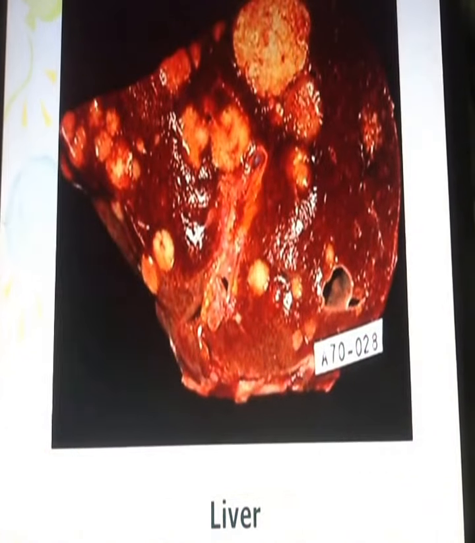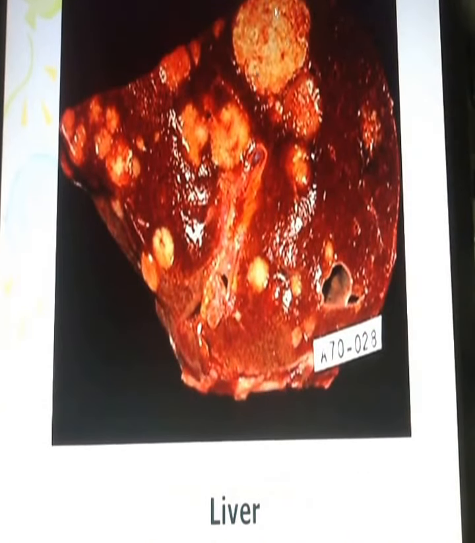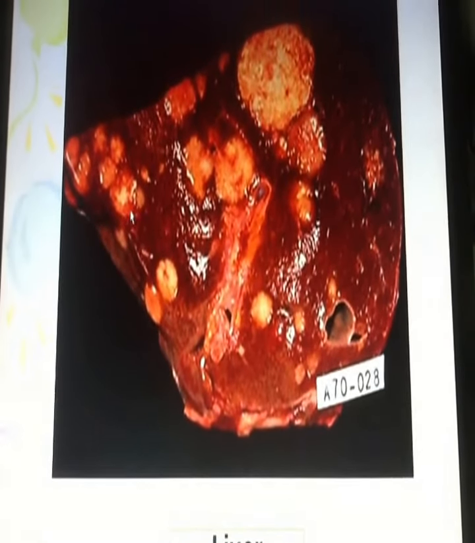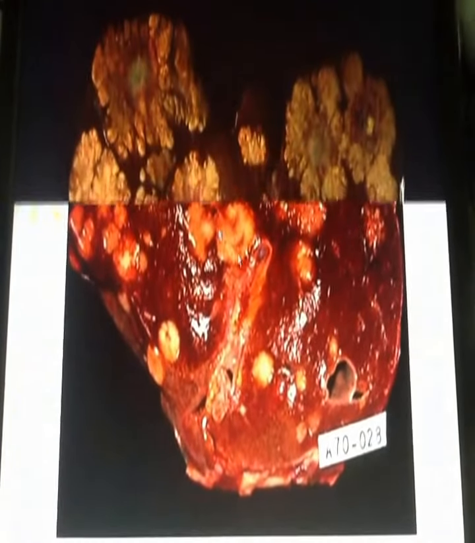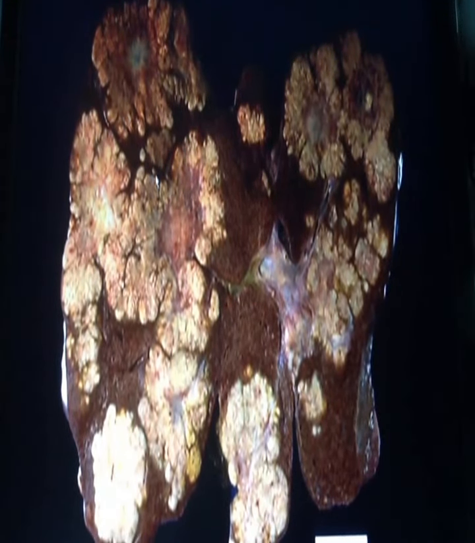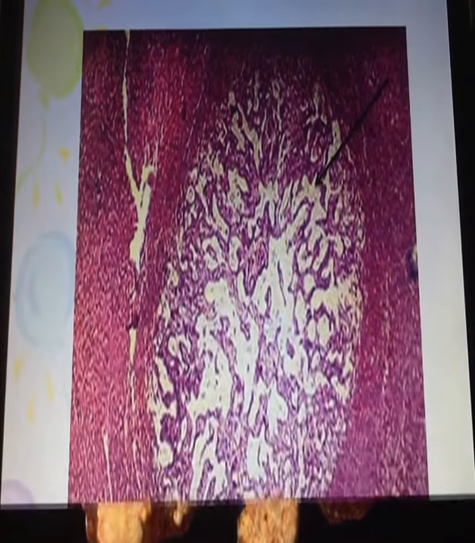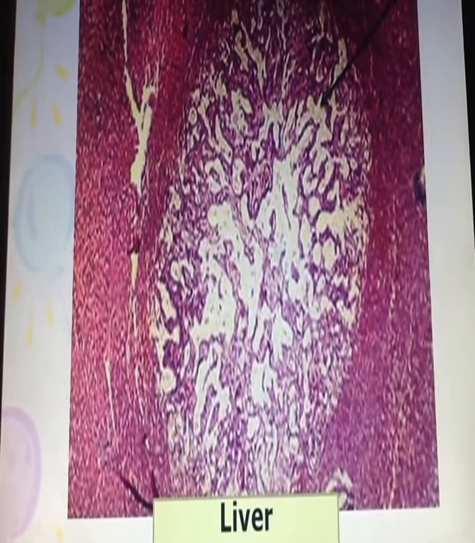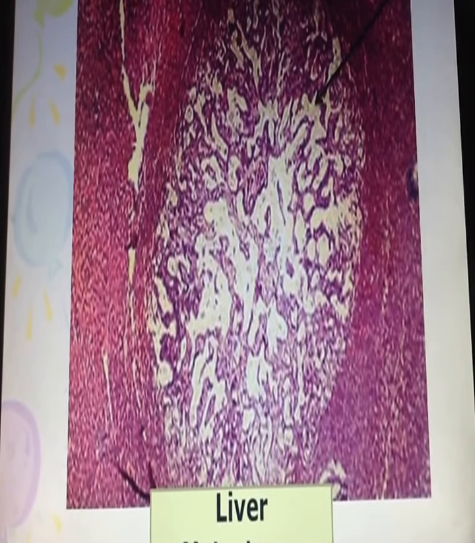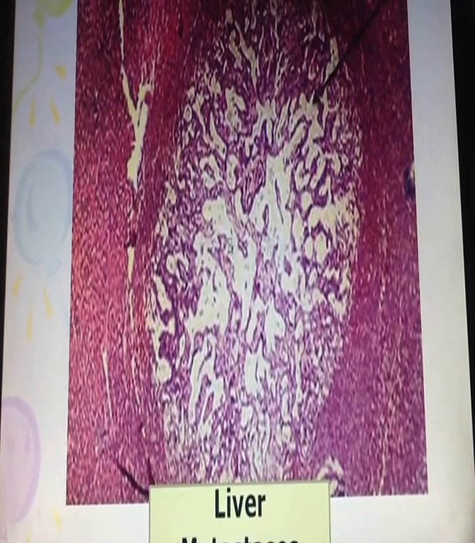Now this image shows a liver with multiple white nodules, which are metastatic nodules from a colon, most probably. Now we have another liver with metastatic nodules as well. This is how they show on H&E staining. Here we have this nodule formed by malignant-looking glands, and surrounding it we have the normal liver tissue. So we have normal liver tissue, and in the center we have this malignant nodule of metastatic tumor.